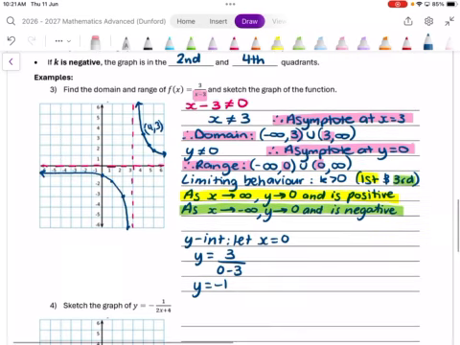Okay, I just need to make sure that I label one of my points. So I'm going to label my point 2, -3. And then I must label my y-intercept, which is 0, -1. And the only other thing I'm missing from this is my f(x) equals 3 over x minus 3.